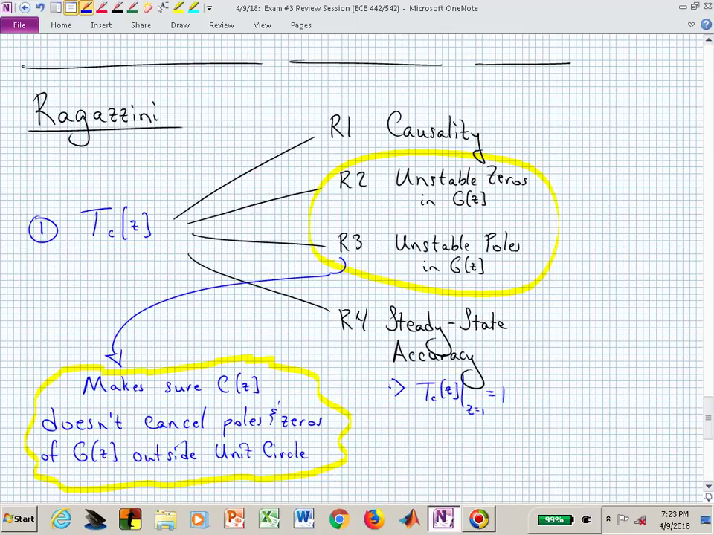And restriction 4 concerns steady state accuracy. One of those might be, you might want your DC gain of T sub c of z to be 1. And what does that mean if your DC gain is 1? What does that give you?